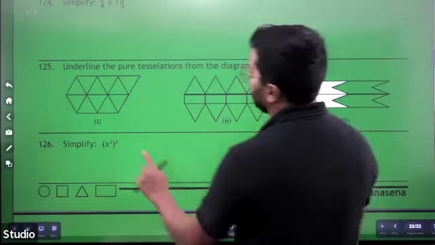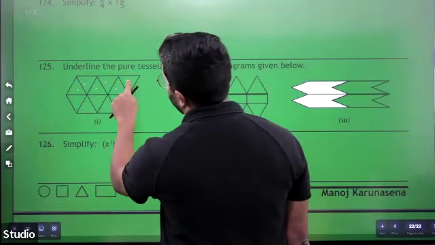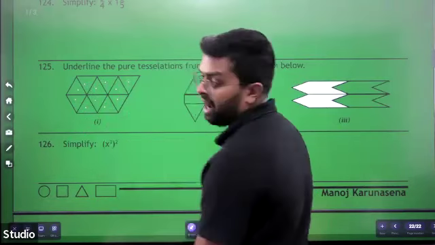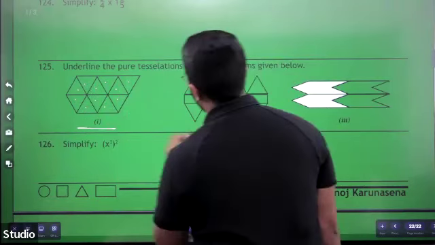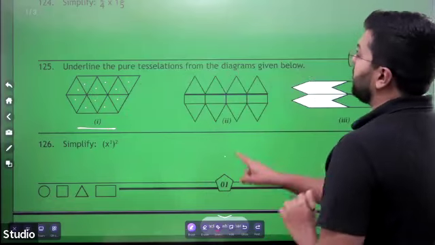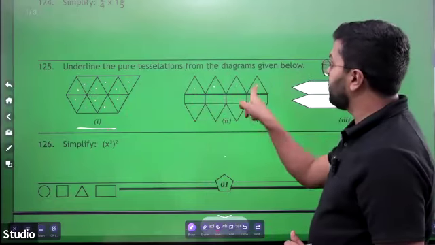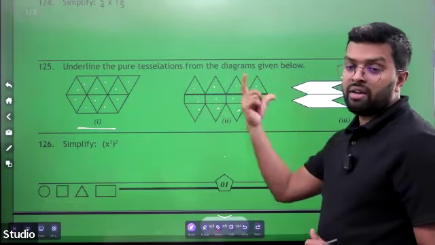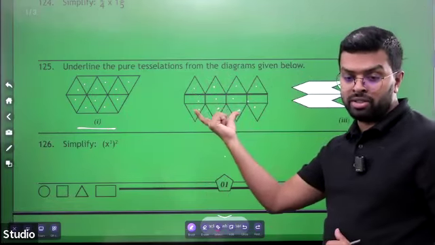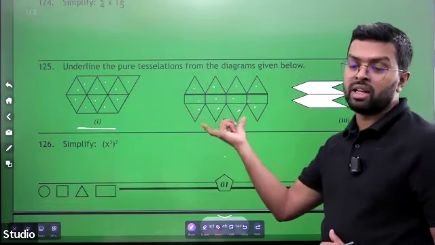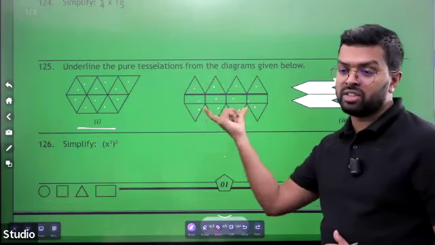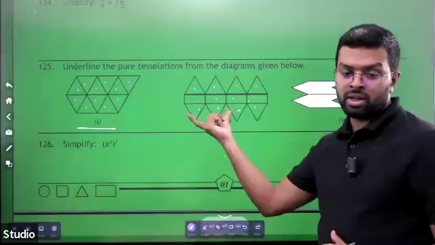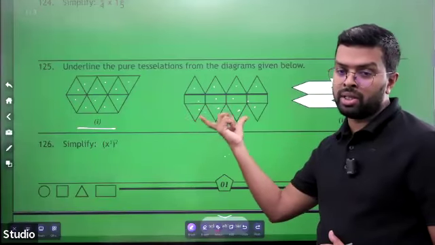What do you think about the first one? In this tessellation, they have only used triangles. Therefore, this is a pure tessellation. When it comes to the second tessellation, we have triangles and then we have rectangles. They have used two different types of polygons. This is not a pure tessellation. What kind of a tessellation is this? Who can remember the name? Semi-pure tessellation. Yes, this is a semi-pure tessellation.